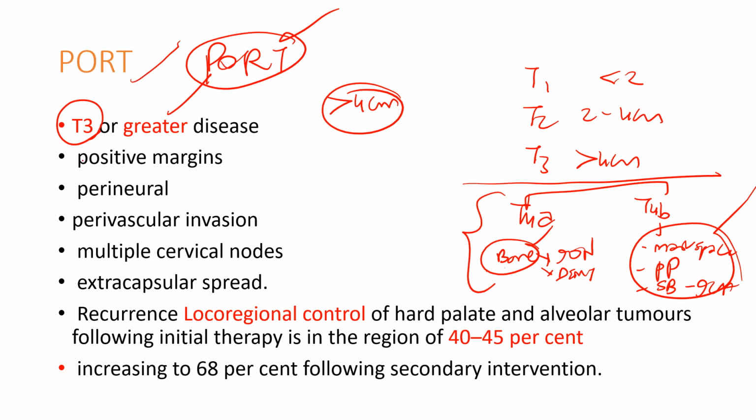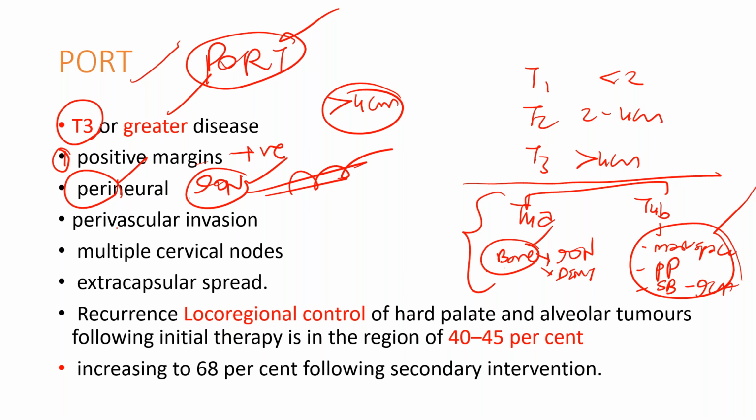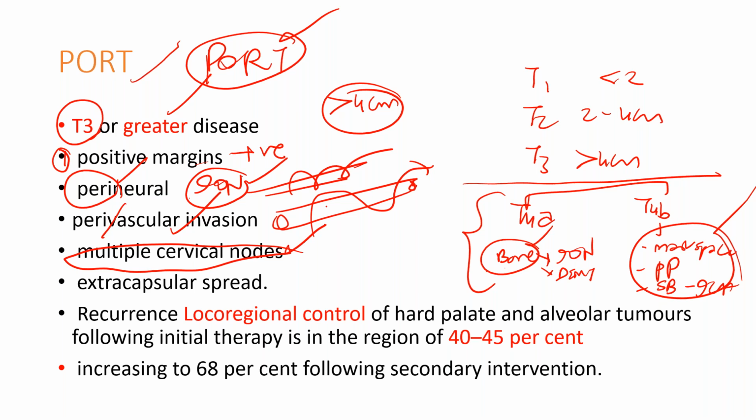Postoperative radiotherapy can be given. What are the indications? Positive margins. If the margins are positive, or there is perineural spread, as you could see around the infraorbital nerve. I told you, any nerve spread. Or perivascular invasion, any blood vessel related. Or multiple cervical lymph nodes, you can go for it. And if extracapsular spread is there, you can go for it. Extracapsular spread, very important.